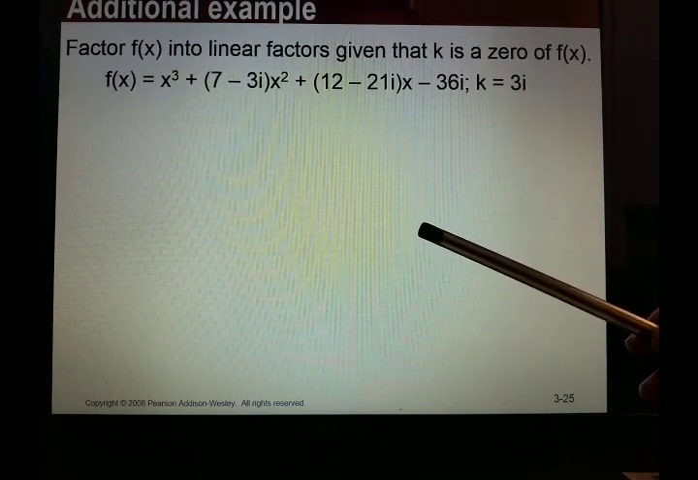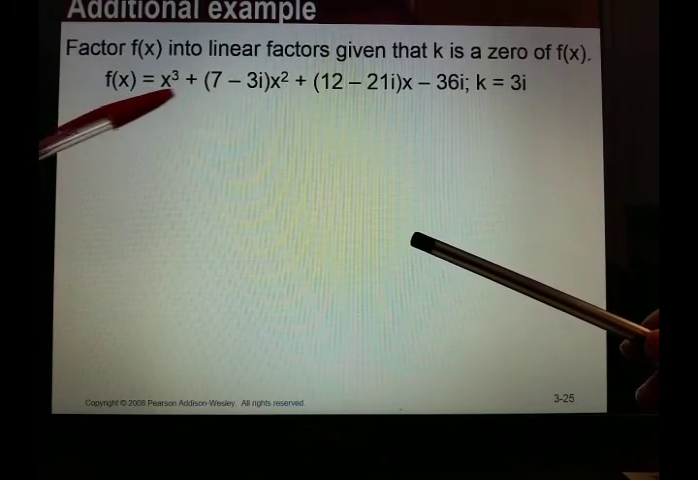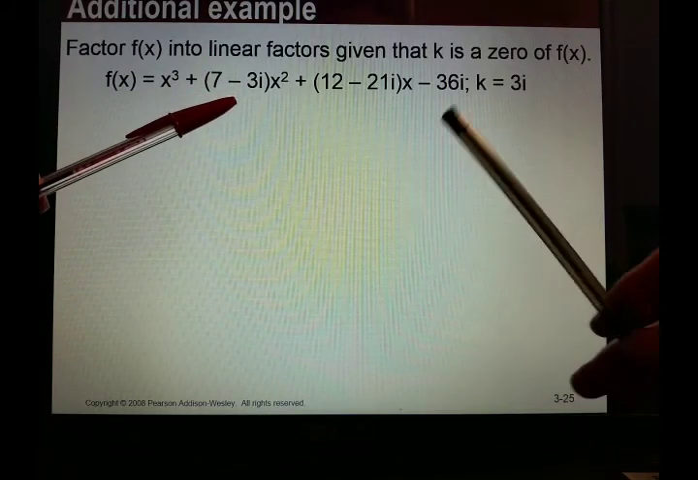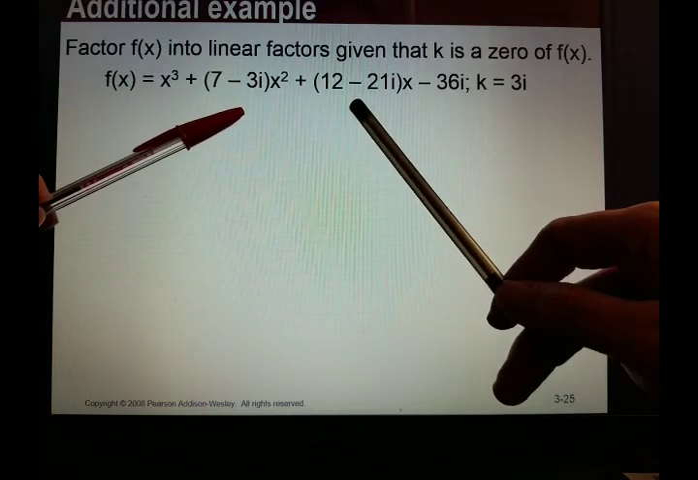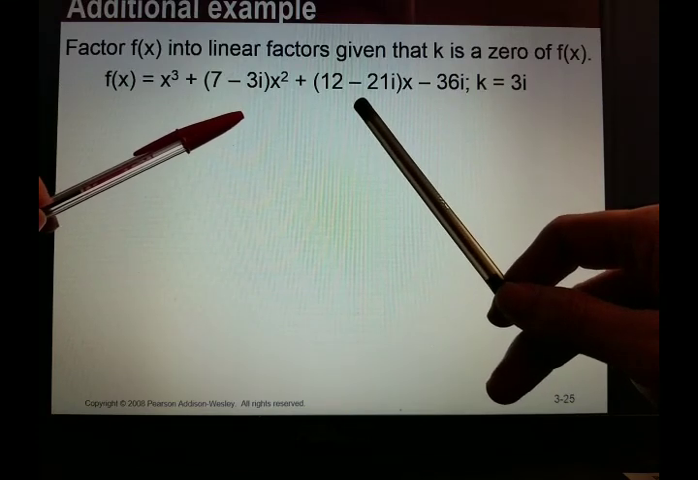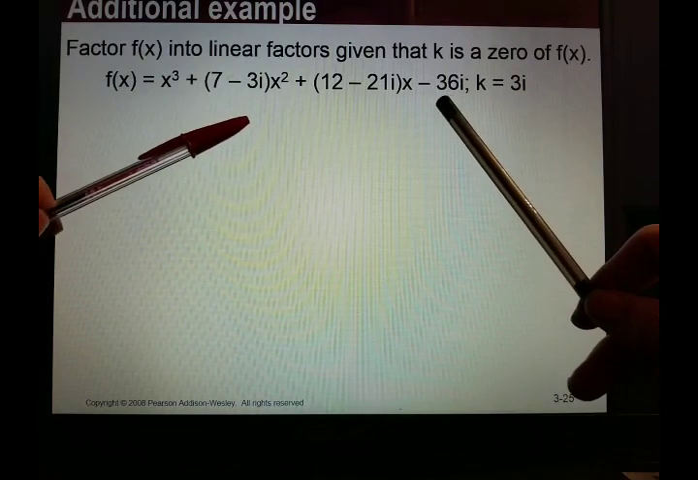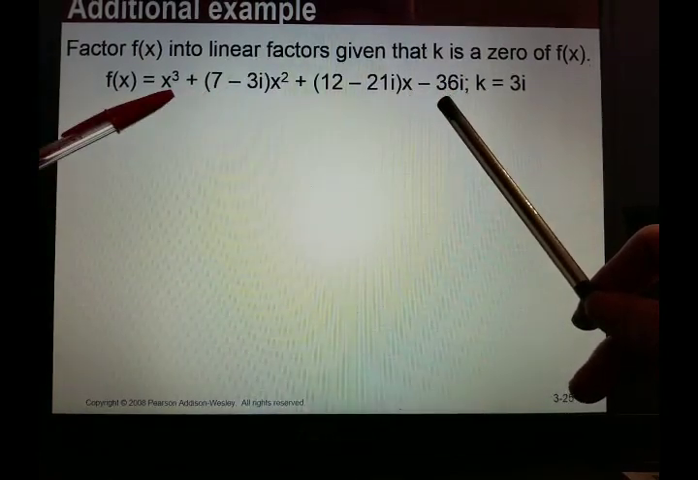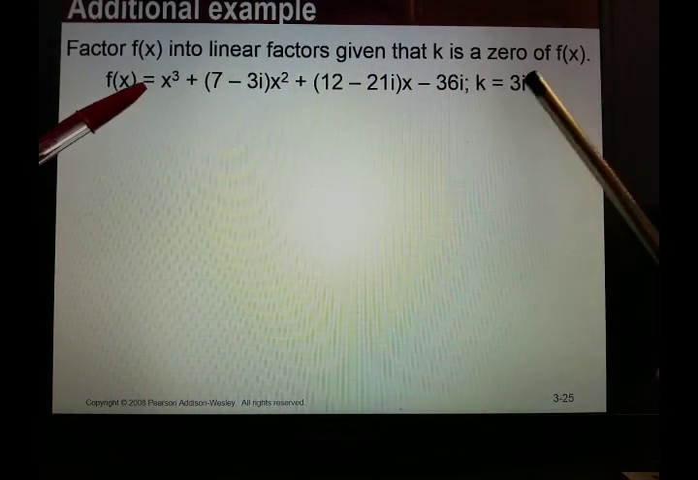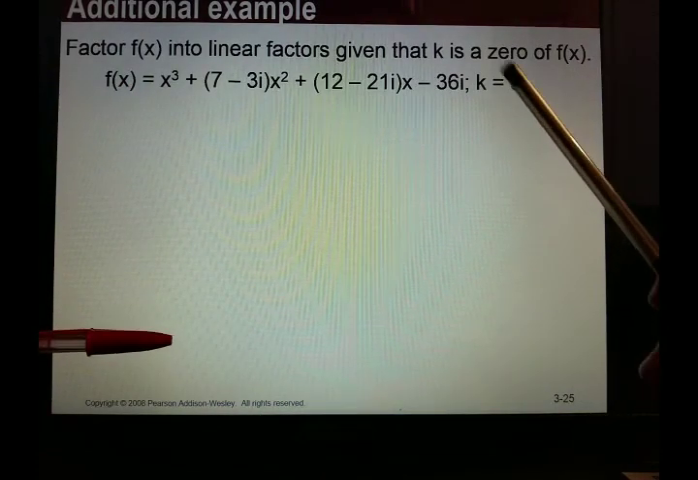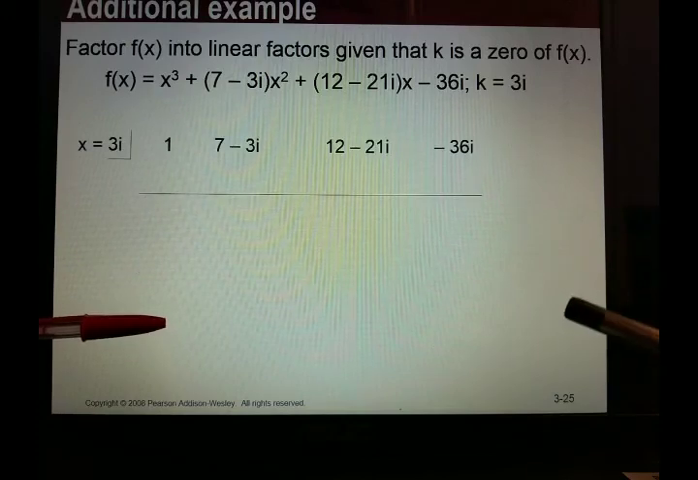Now notice this time I'm seeing a real coefficient of 1, but I see a complex imaginary one here, 7 minus 3i. This coefficient, 12 minus 21i, again, not real. -36i, again, not real. Because I have some non-real coefficients, I do not have to have the conjugate of 3i as a root this time.